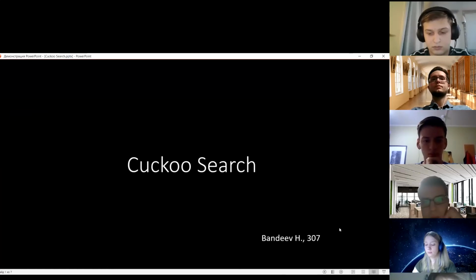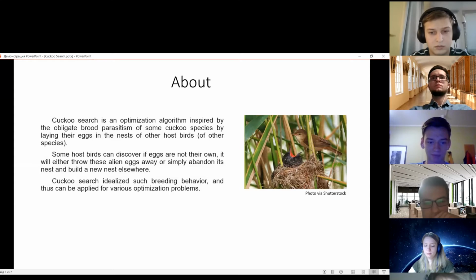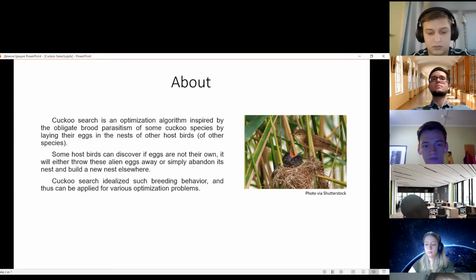Cuckoo search is an optimization algorithm, one of the swarm intelligence algorithms. It's inspired by brood parasitism of some cuckoo species: birds laying their eggs in the nests of other bird species. Sometimes they throw away eggs or maybe even chicks. That was to make sure that a host will feed only cuckoo's offspring.